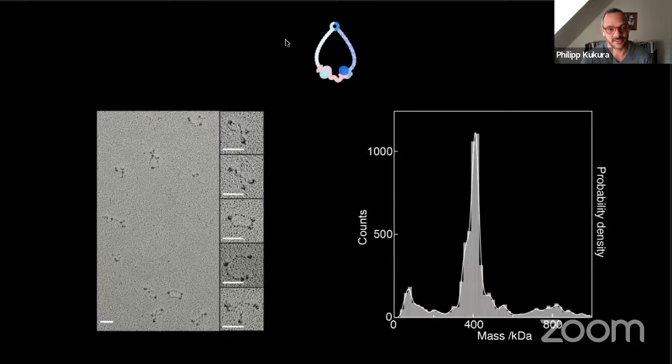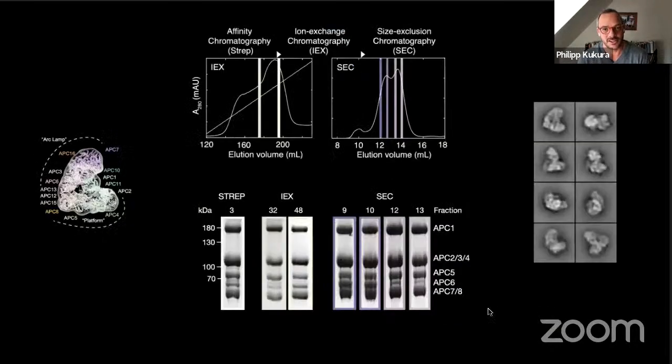Sometimes you have objects like cohesin, which are structurally so flexible that it's really difficult to even figure out what you're looking at. Do you have a good prep or not? In the negative stain, there's something going on, but it's tricky to figure out. You look at it in the mass photometry and you see a dominant peak around 400 kilodaltons. So your prep is good, but it still may not give you a structure because it's so floppy.